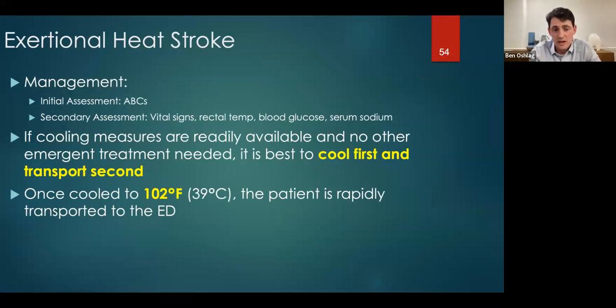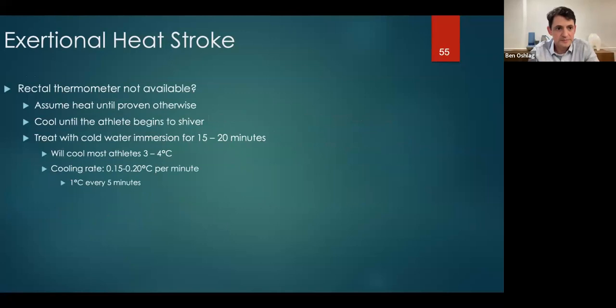So again, initial management, ABCs. If they don't have an airway, if they're not breathing, if they don't have a pulse, then you're in your BLS resuscitation mode. If that is all okay, and you're looking at their vital signs, their rectal temperature, you want to check glucose and sodium if you can, and their temperature, and you want to cool them right away. You cool them first and transport them second, because otherwise their body is cooking, their brain is cooking. You want to cool them down to at least 102, and then you're safe to take them out of whatever cooling method that you're using.